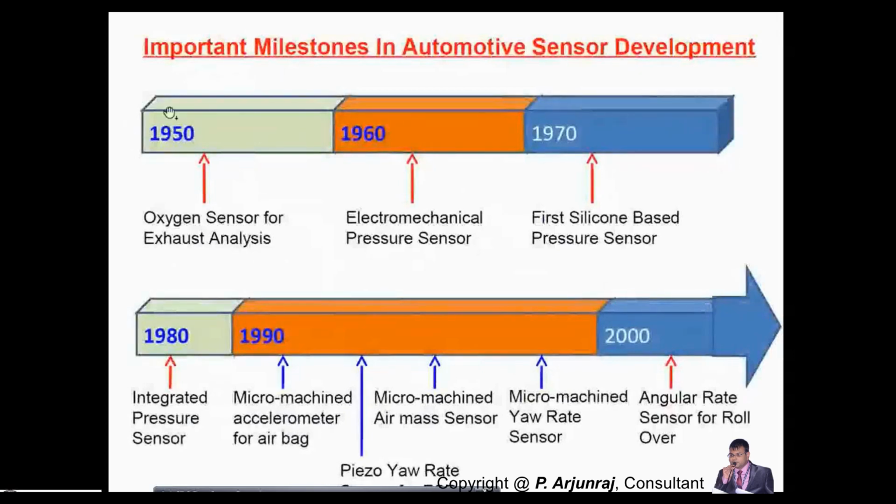This started in the year 1950, where you had the oxygen sensors for exhaust gas analysis. Then you had the electromechanical pressure sensor. In the year 1970, you had the first silicon-based pressure sensor. Now what we have is the angular sensor or rollover sensor. So as the years increase, the advancement also happens in sensor technologies.